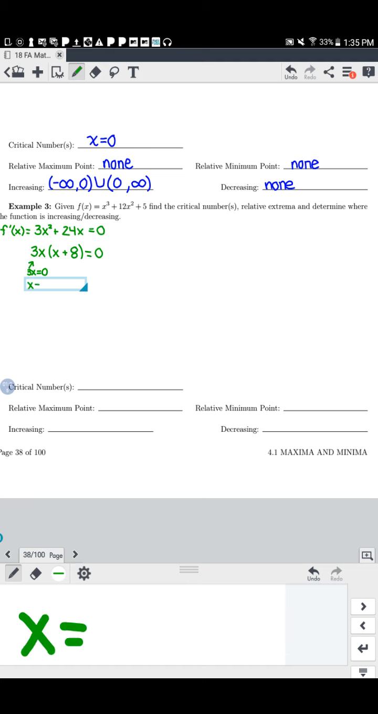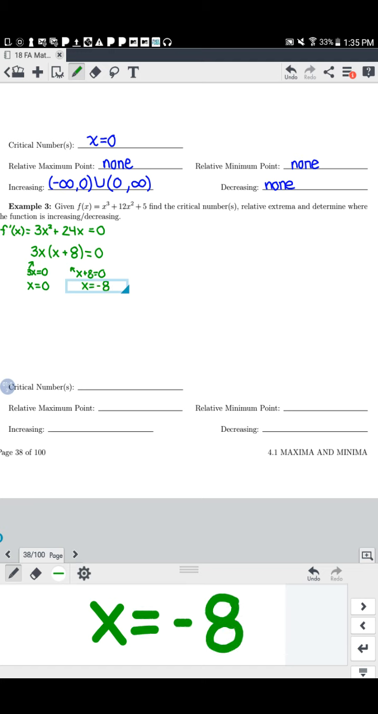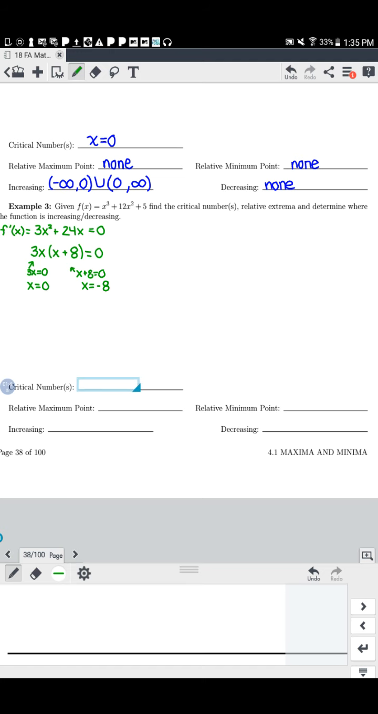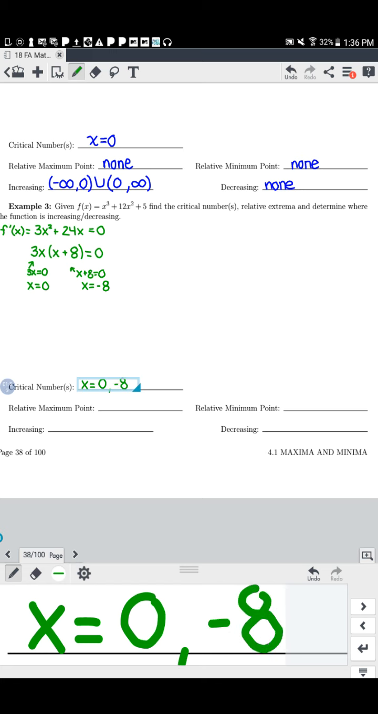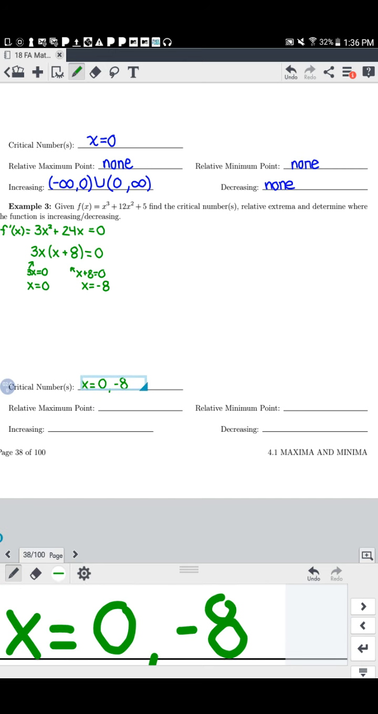Or you might just be able to tell 3 times something to be 0 would have to be 3 times 0. And then x plus 8 also needs to be 0. In order for it to multiply to be 0, one or the other has to be 0. If x plus 8 is 0, x must have been negative 8. So there's our two critical numbers, so I can already answer that part. We have two x values, so I have x equals 0 and x equals negative 8. So we can just put a comma between them, and remember, don't put parentheses around them or else it'll make it look like an ordered pair when these are both x values. So there's our critical numbers.